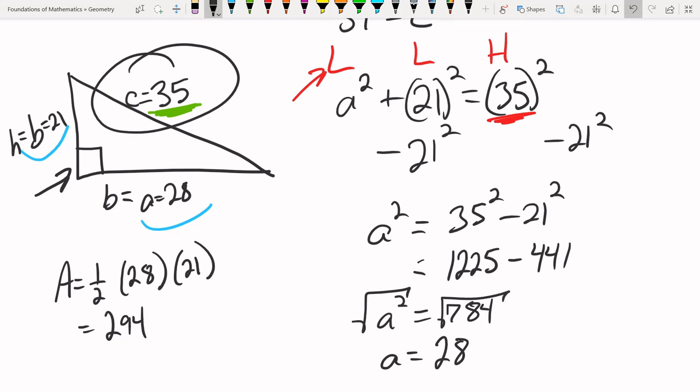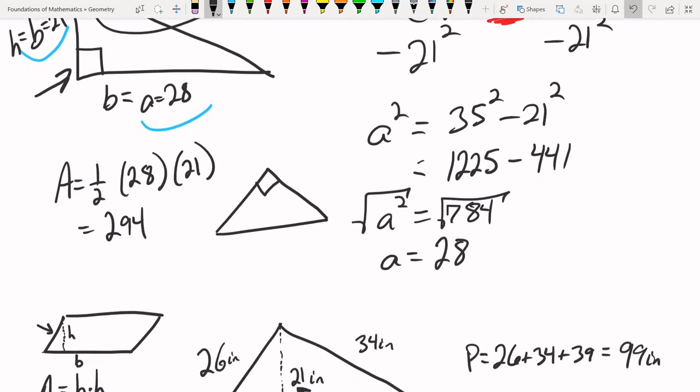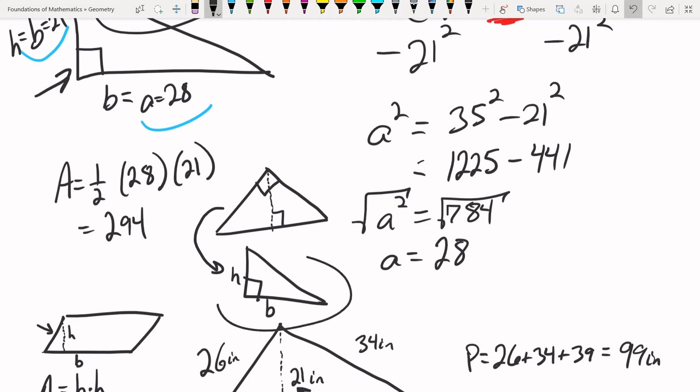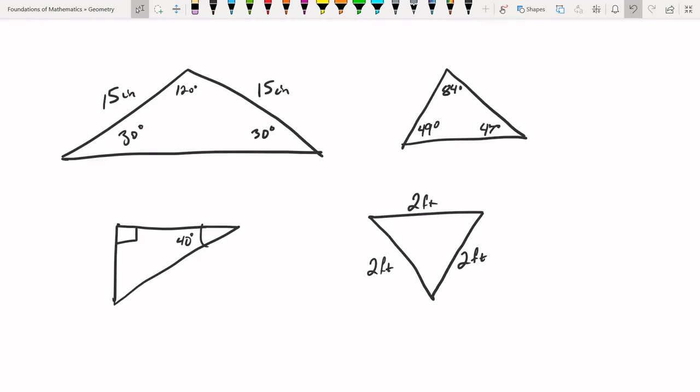If you're given a right triangle that looked like this, and you knew all the side measurements, what I would do to solve the area is rotate this thing around to where it looks like this, because then the base and the height are right there, rather than trying to find this height, which would take a lot more work, would be tedious and annoying. So you can just rotate it around, and that's much easier to solve the area for.